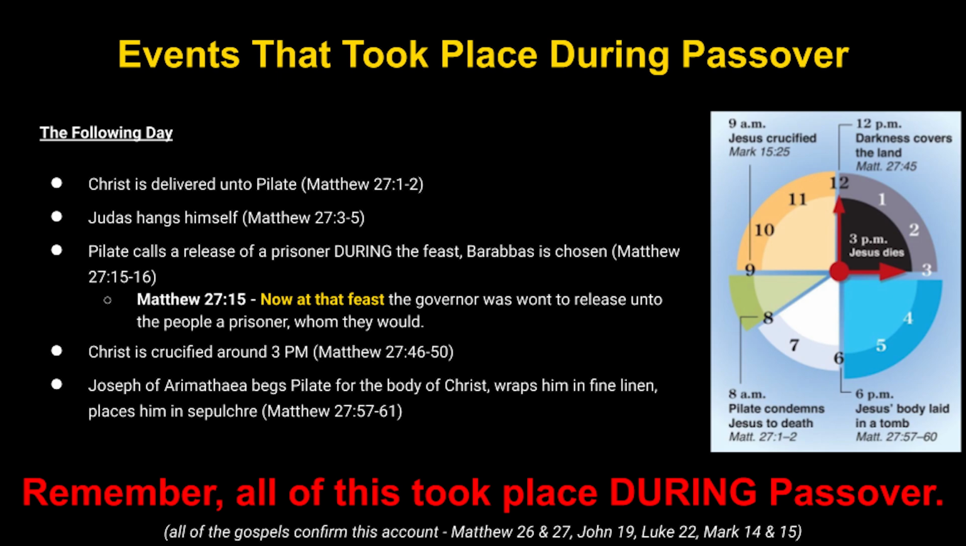Now when we read in Matthew 27 verse 57, it says, When the even was come, there came a rich man of Arimathea, named Joseph, who also himself was Jesus' disciple. He went to Pilate and begged the body of Jesus. Then Pilate commanded the body to be delivered. And when Joseph had taken the body, he wrapped it in a clean linen cloth, and laid it in his own new tomb, which he had hewn out in the rock. And he rolled a great stone to the door of the sepulchre, and departed. And there was Mary Magdalene and the other Mary sitting over against the sepulchre.